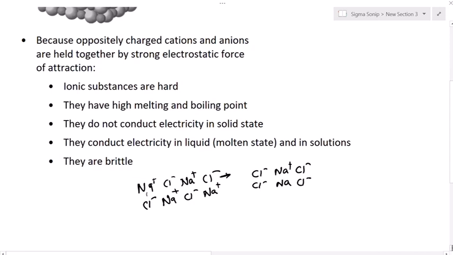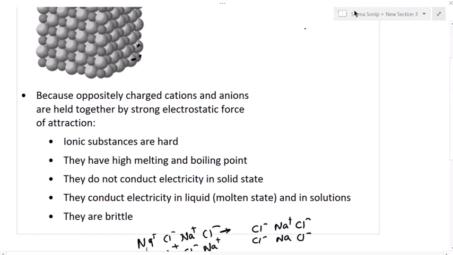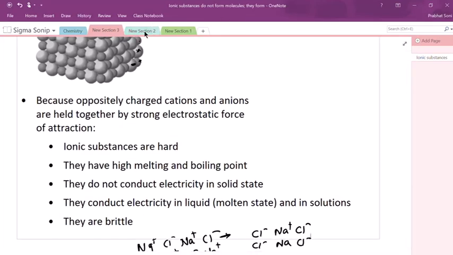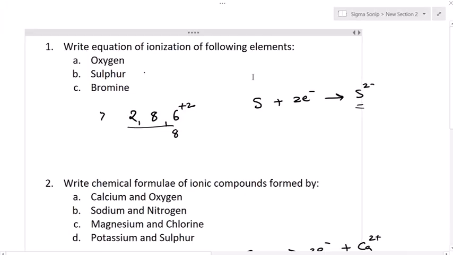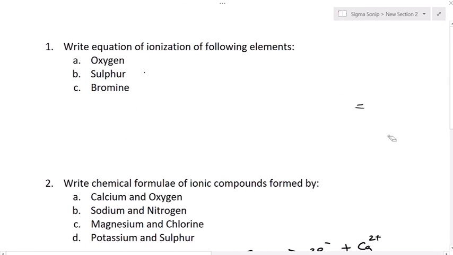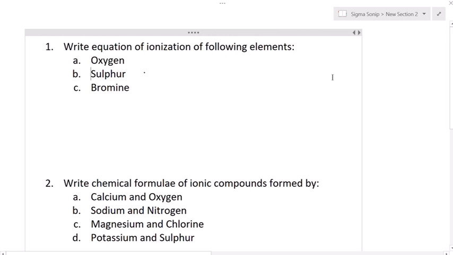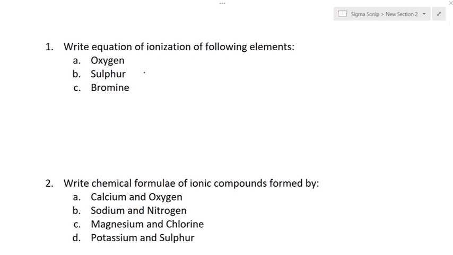Now we got this. Now I think we should look at a few questions for practice. I would want you to stop the video first and pause the video and try to attempt these questions. I'll do one or two problems from here, and then I would request you to do the remaining questions on your own. So first thing is, we have to write ionization equations of these elements. We have already looked at oxygen, but we can give it a go.